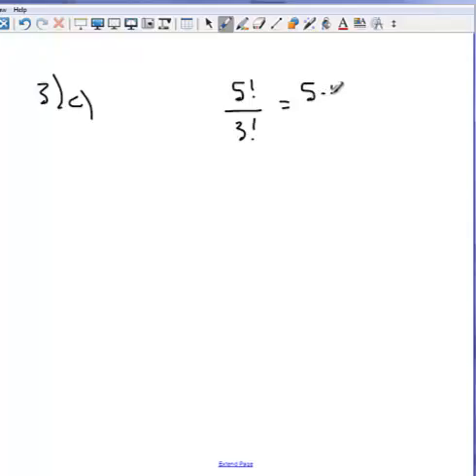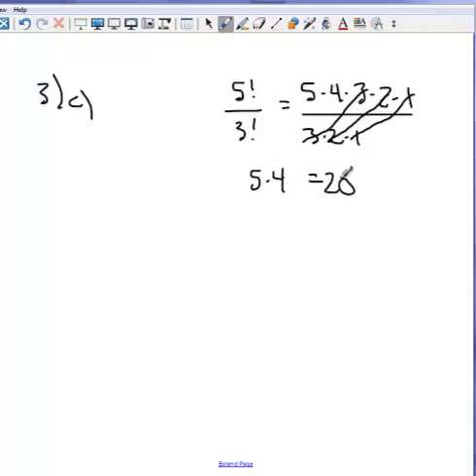So 5 times 4 times 3 times 2 times 1, all the way divided by 3 times 2 times 1. Some numbers get repeated, so actually I could save myself some work by simplifying it and canceling out the repeats. So 5 factorial divided by 3 factorial would just be the same as saying 5 times 4, which is 20.